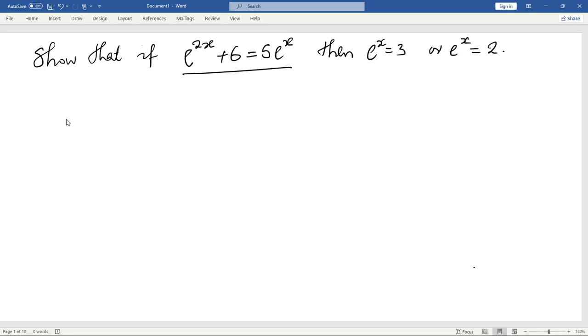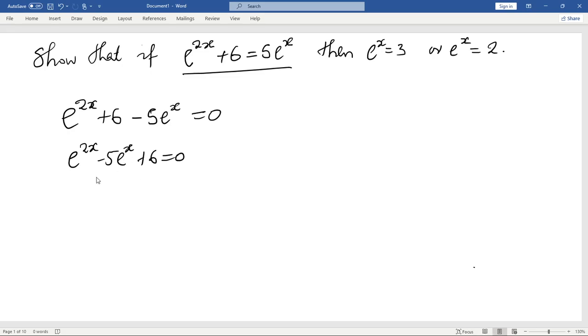So meaning that here we're going to have e to the power 2x plus 6 minus 5 e to the power x equal to 0, like this. So you can just rearrange what we have here, meaning that here we're going to have e to the power 2x minus 5 e to the power x plus 6 equal to 0, like this here. So then here, when you look at this here, this looks more like a quadratic equation here.